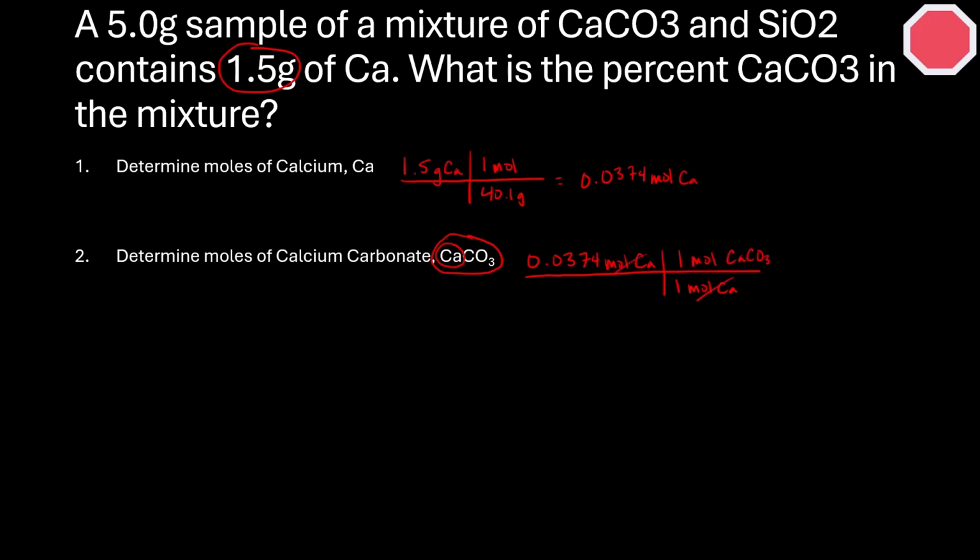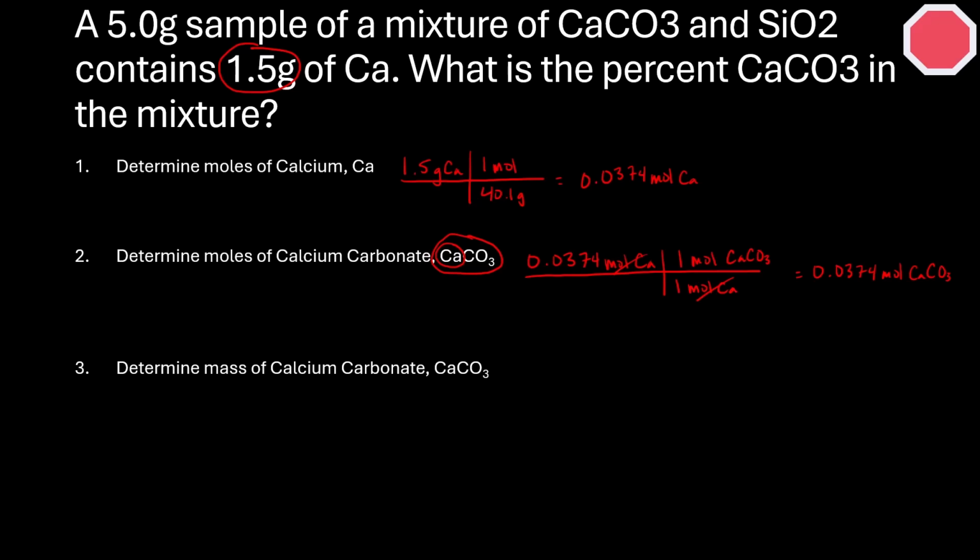Your moles of calcium are going to cancel out, and so you're left with 0.0374 moles of calcium carbonate. And then the next step is going to be to go ahead and convert those moles of calcium carbonate back into grams using the molar mass. Again, remember periodic table, add all the masses together.